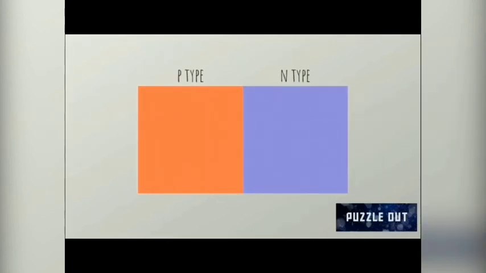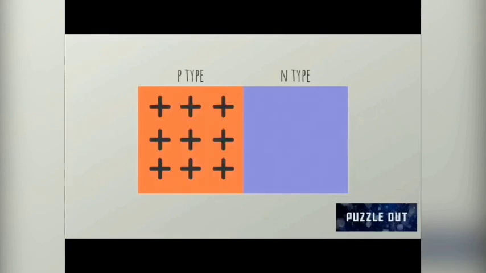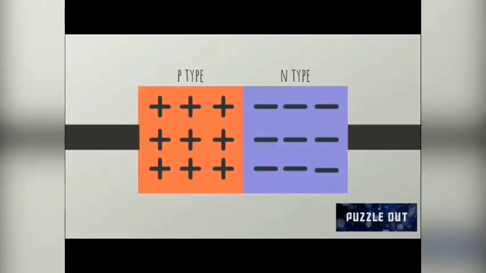Diode has two extrinsic semiconductors, one being the p-type and the other being the n-type. The p-type semiconductor has majority charge carriers as holes which act as positively charged ions, whereas the n-type semiconductor has the majority charge carriers as electrons which behave like negatively charged ions.